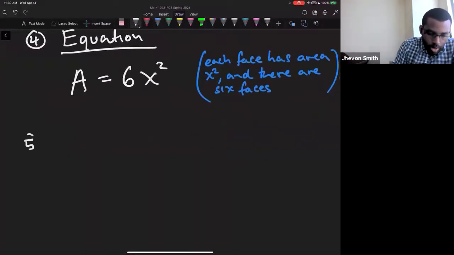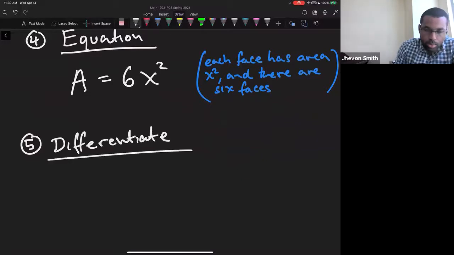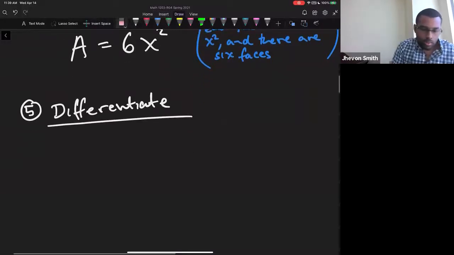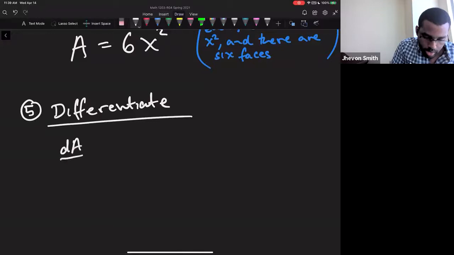The 5th thing that we are going to do is differentiate. What is the derivative of this equation? What would we get? dA/dt equals 12x dx/dt.